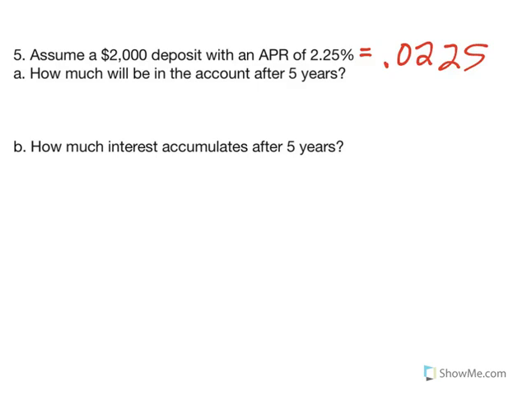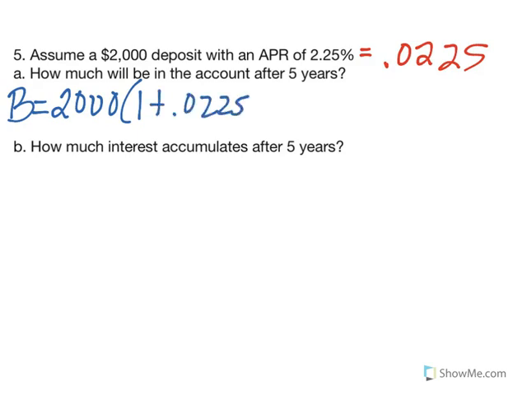So now when we look at part A, how much will be in the account after 5 years? We're looking for a balance. Balance is principal, 1 plus my rate of 0.0225 raised to the 5th power. Again, order of operations: parentheses, exponents, and then multiply. I come up with an answer of $2,235.36, and that is rounded to the nearest penny.